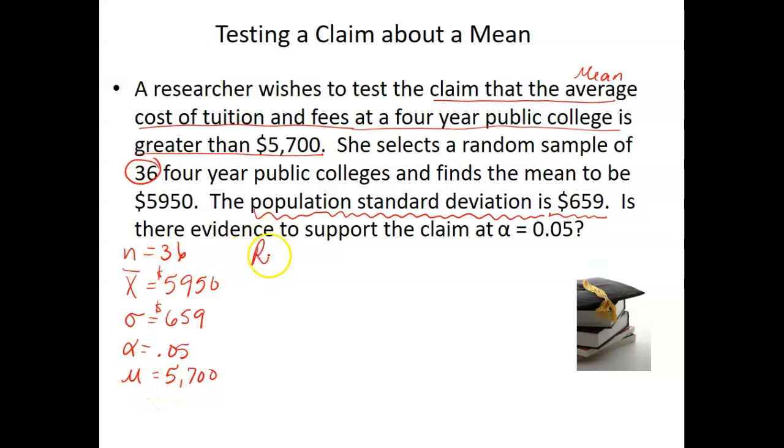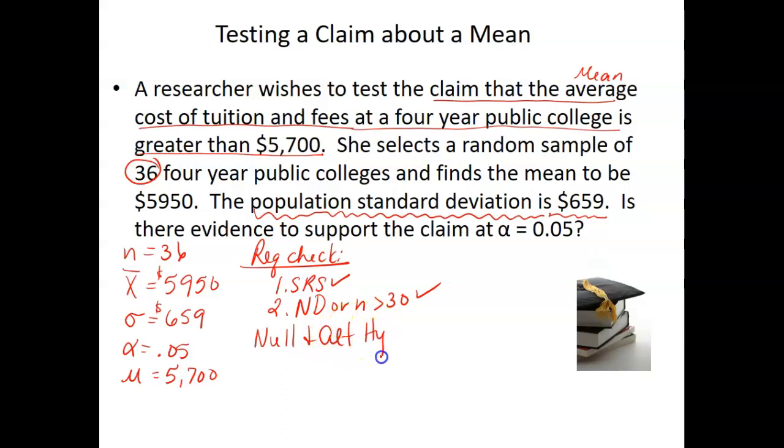All right, so we're ready to look at the requirement check. We're going to assume it was done as a simple random sample. And then second, we want to make sure it's either normally distributed or n is greater than 30. Our sample size is 36, so we're good to go with that. Okay, so we want to set up our null and our alternative hypothesis next.